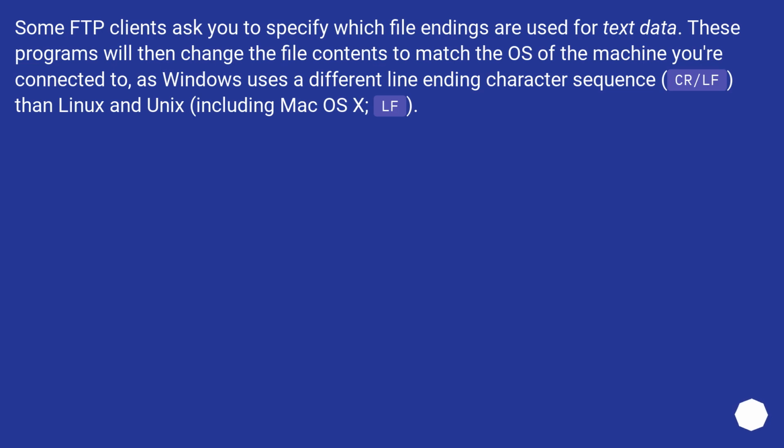Some FTP clients ask you to specify which file endings are used for text data. These programs will then change the file contents to match the OS of the machine you're connected to, as Windows uses a different line ending character sequence, CR/LF, than Linux and Unix, including Mac OS X, LF.